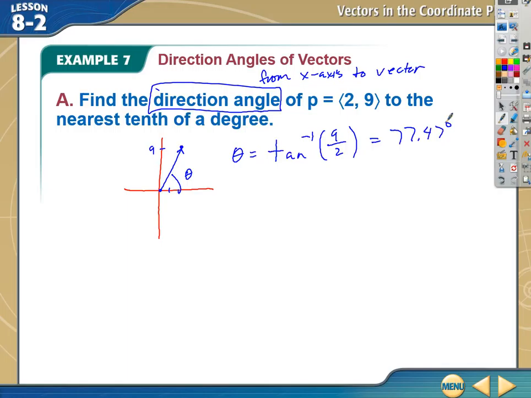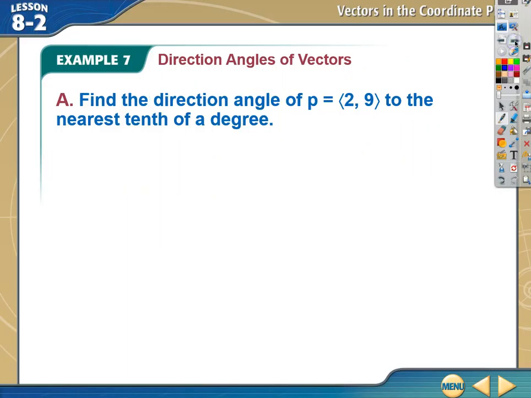Oh, well, that's easy enough. 77.47 degrees, that means from here to here is equal to 77.47 degrees. For this type of problem in quadrant one, it's a piece of cake. It's going to tell you exactly what it is. That is not a problem. It said nearest tenth of a degree, so 77.5 degrees to be technical, right?